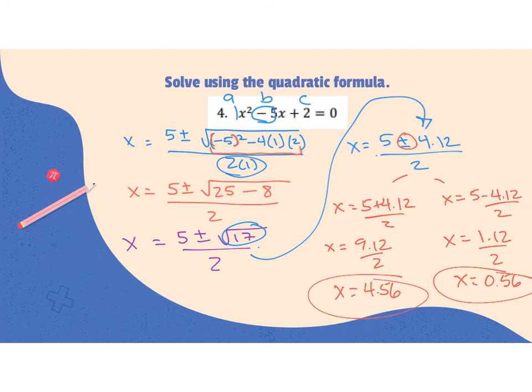And again, this is one where you had 17 under the radical. 17 is not a perfect square, which is why we got a decimal answer here. Since 17 is not a perfect square, that means we wouldn't have been able to factor this one.